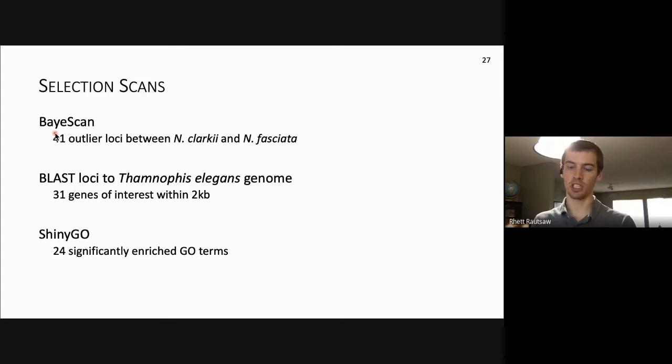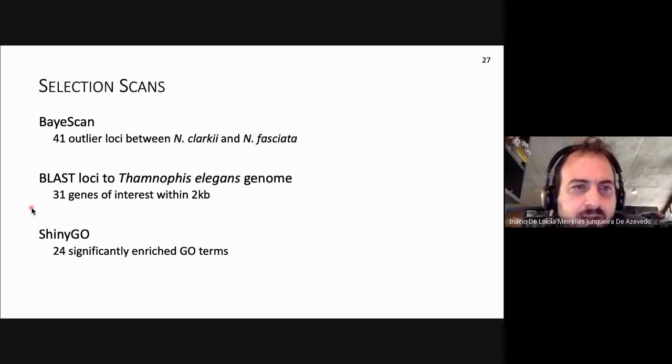So those genes, essentially, that's how it reduces from 41 to 31. Yeah. So 31 SNPs near any gene, near a given gene. Okay. And then how does it go to the 24? Oh, it's 24 GO terms within these 31 genes.